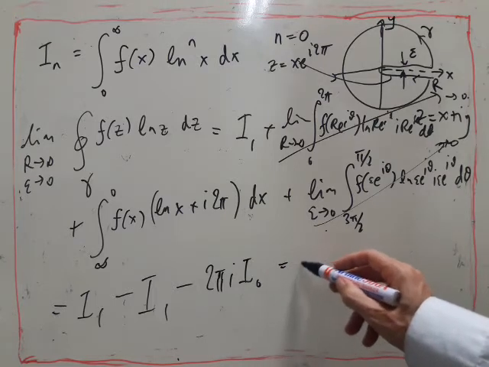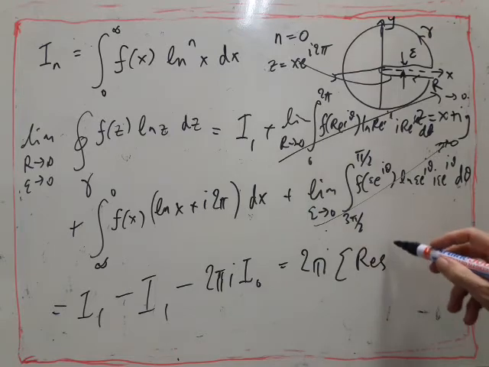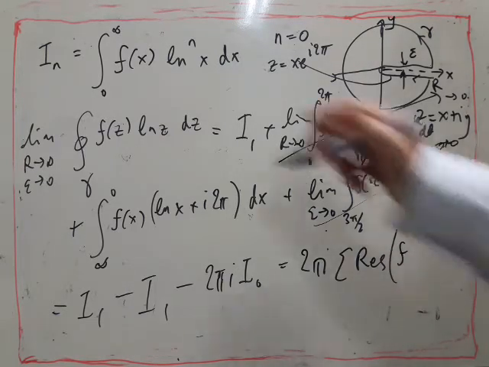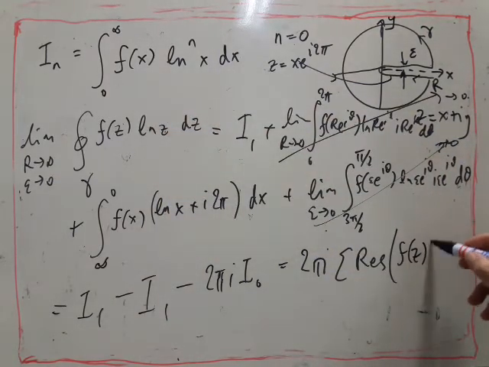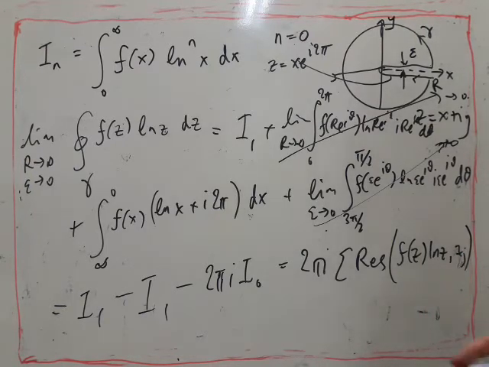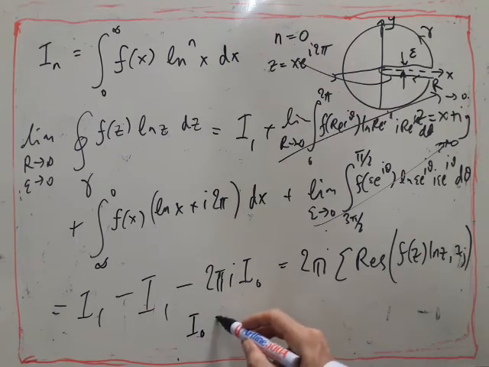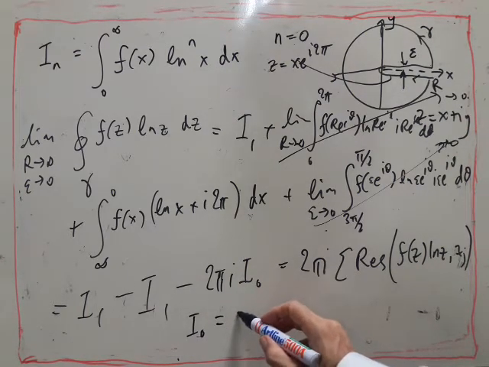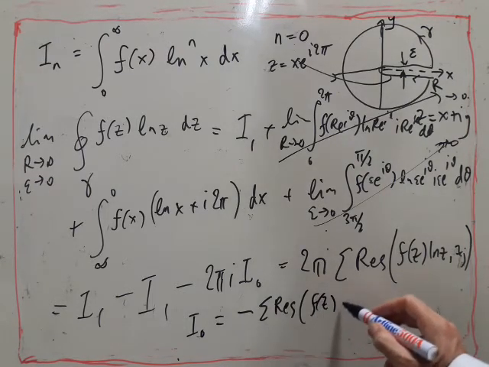Now all of this, of course, is equal to 2 pi i times the sum of the residues of, and remember to get this right, it's not f of x, it's f of x times log x. So it's f of z times log z evaluated at the poles. So as these I1s cancel, we end up with the final result that I0 is equal to minus the sum of the residues of f of z log z.